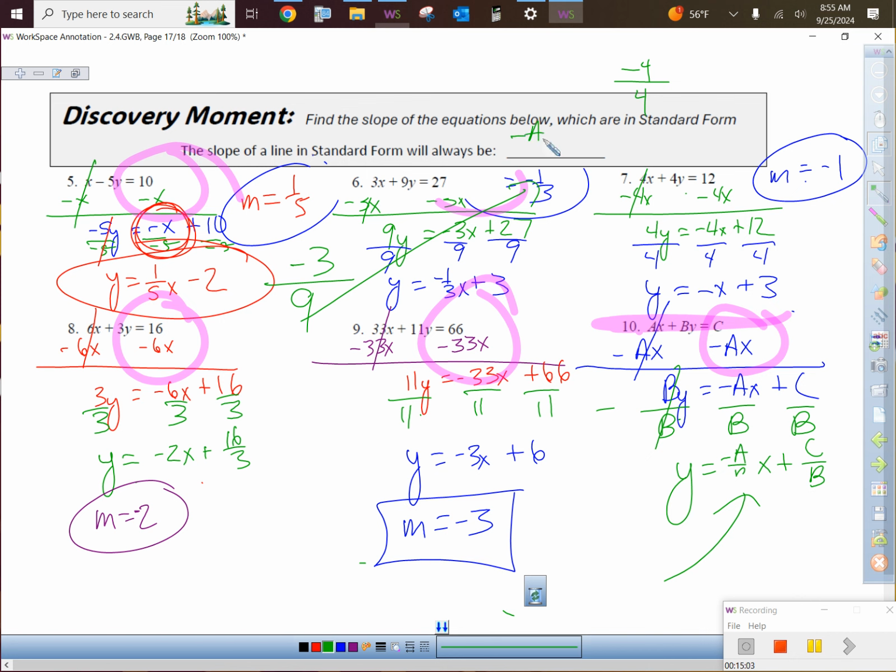Negative A over B. What we need to do is clean up our language on that. It's not actually negative A. It's the opposite of A, because sometimes that could be a negative number, and people are like, oh, you just put the negative. It's going to be the opposite of A over B. Cool? The opposite of A over B.